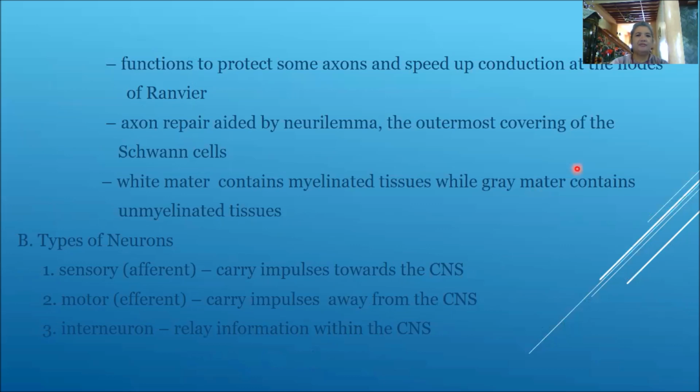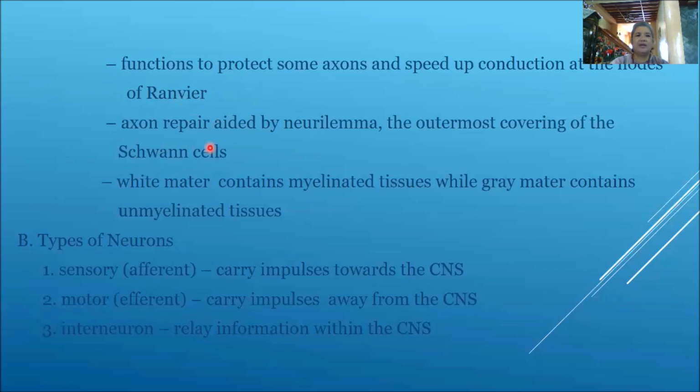Now, the function of, aside from protecting the axons, the myelin sheath also speeds up conduction at the nodes of Ranvier. So that's why, as I have said, some axons do not have a myelin sheath. So you can conclude that the travel of the impulse for an unmyelinated axon will be slower than for those whose axon is covered by a myelin sheath.